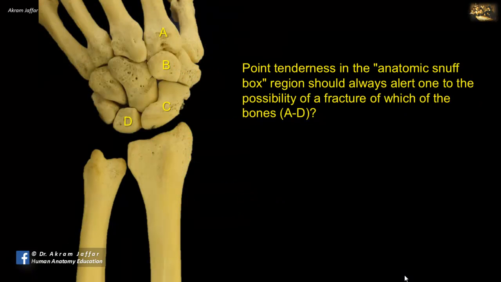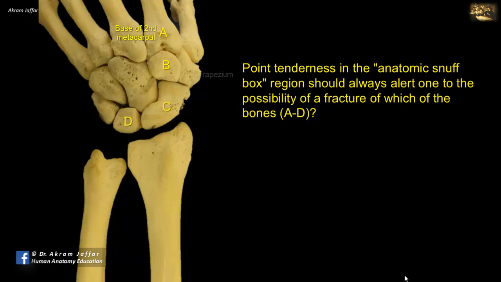Point tenderness in the anatomic snuff box region should always alert one to the possibility of a fracture of which of the following bones, A to D. First, let's identify the bones. A is the base of the second metacarpal bone. B is a carpal bone on the second row next to the trapezium.